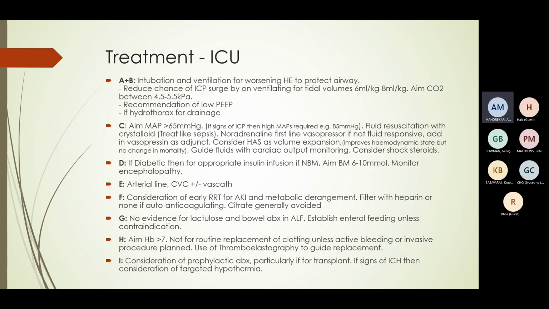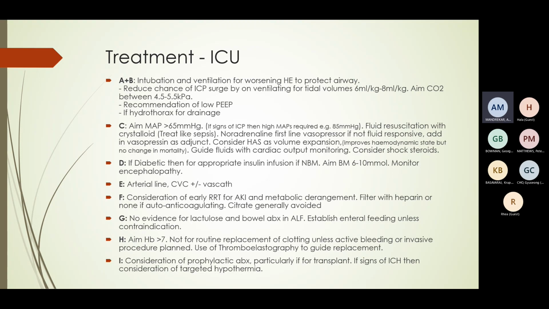So your choice of how you're going to ventilate and how you're going to manage the secretions and things, you want to try and reduce surges of intracranial pressure. You want to reduce that chance, so low tidal volume, 6 mils to 8 mils per kilogram. Targeting, rather than oxygen, you're mainly targeting CO2 between 4.5 to 5.5 kilopascals.